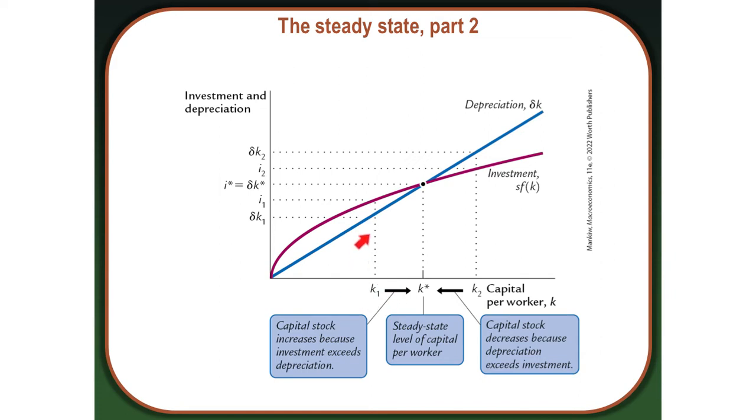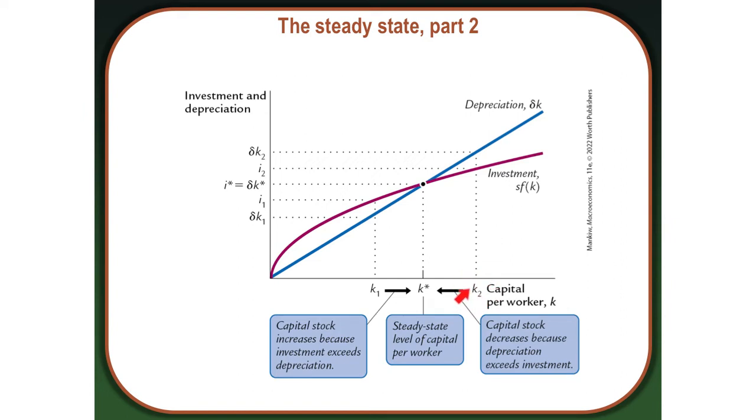If we go up to these two lines here, we see that depreciation, the blue line, is less than investment. If investment is greater than depreciation, that means we are adding to the capital stock. So if we're at K1, we're not going to stay here, right? At K1, we're going to be increasing K, and that's going to be true as long as the red line is above the blue line. We're going to be adding to the capital stock. When is the capital stock going to stop changing? It's going to stop changing when depreciation and investment are just equal.